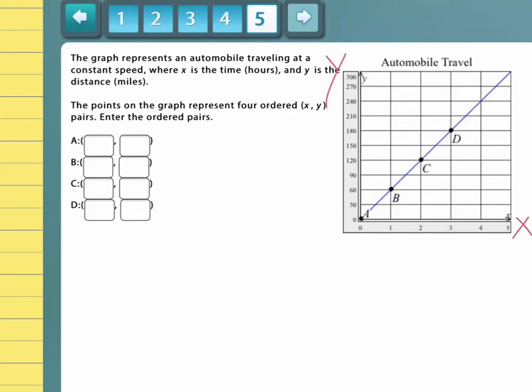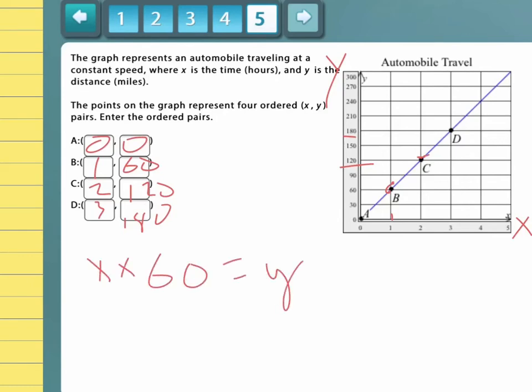here's your y-axis. So you're traveling at a constant rate of speed, so in 1 hour, you're going 60 miles, and in 2 hours you're going 120 miles, and in 3 hours you're going 180 miles. So you always start at the origin, 0, 0, because when you go 0 hours you go 0 miles. 1, 60, 2, 120, 3, 180, etc. And so this is a relationship. It is x times 60 equals y.